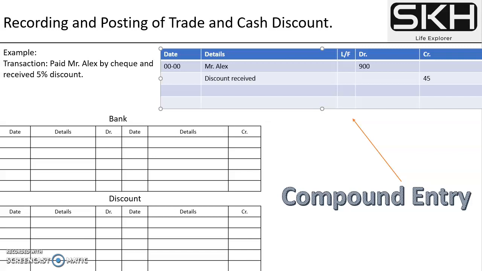So it means if we are getting a discount of 45, how much are we paying to Mr. Alex? We are paying Mr. Alex 855 by check. So it means our bank account is credit.